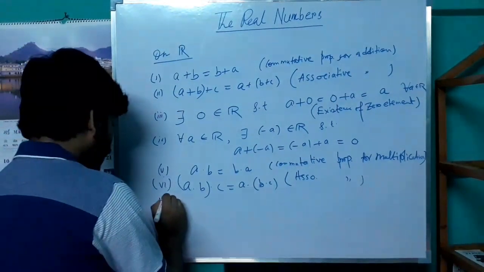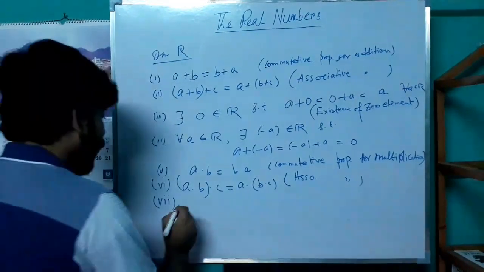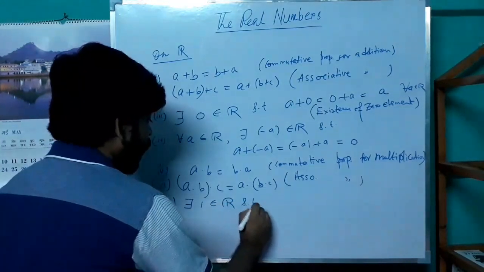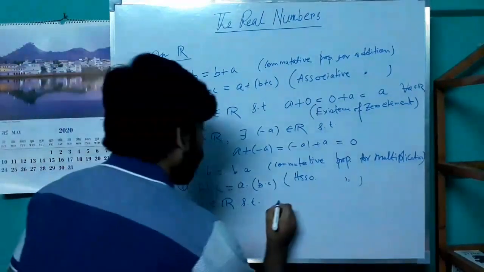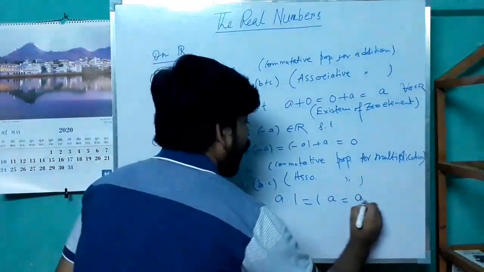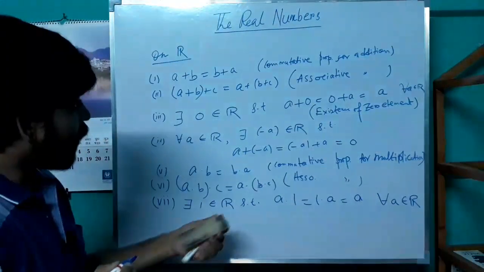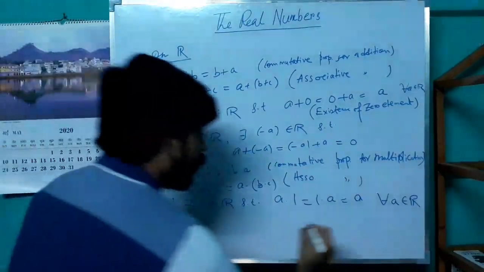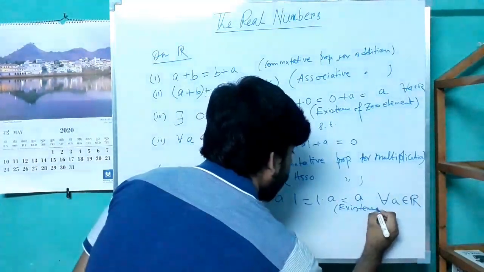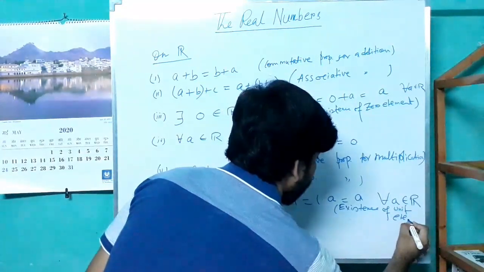The seventh property is existence of unit element, that is, there exists an element 1 belonging to R such that a dot 1 equals 1 dot a equals a for all a belonging to R. So this is the existence of unit element.